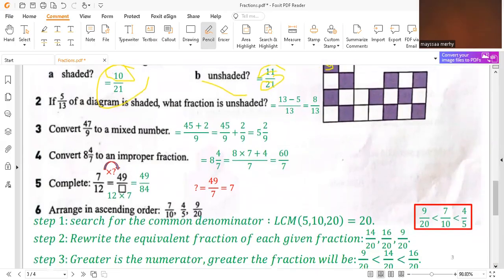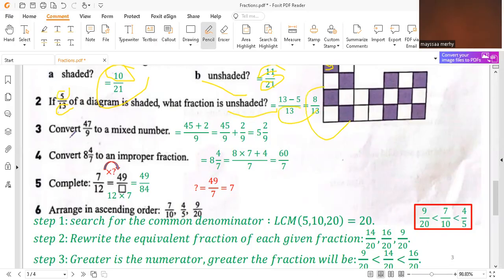If 5 over 13 of a diagram is shaded, what fraction is unshaded? Shaded and unshaded are two contrary types. To obtain the fraction unshaded, we can identify the whole number of identical parts from the denominator 13. So 13 minus 5, where 5 is the number of shaded parts, over the whole 13. So it's easy to find 8 over 13.